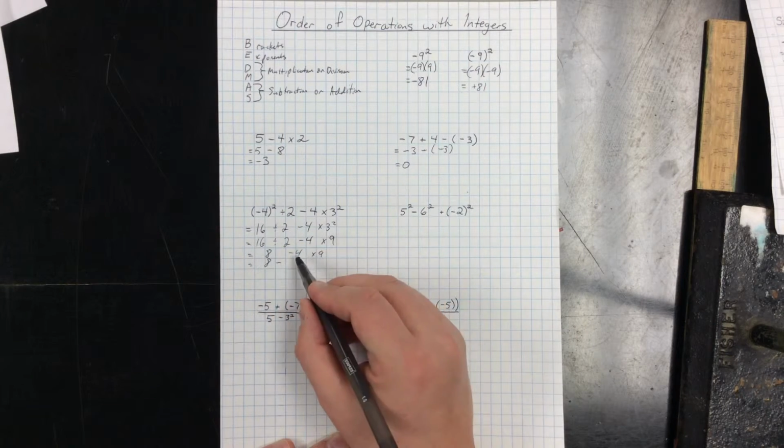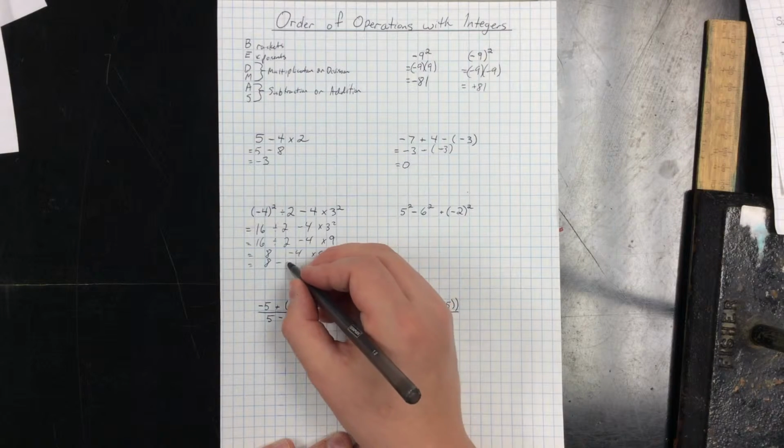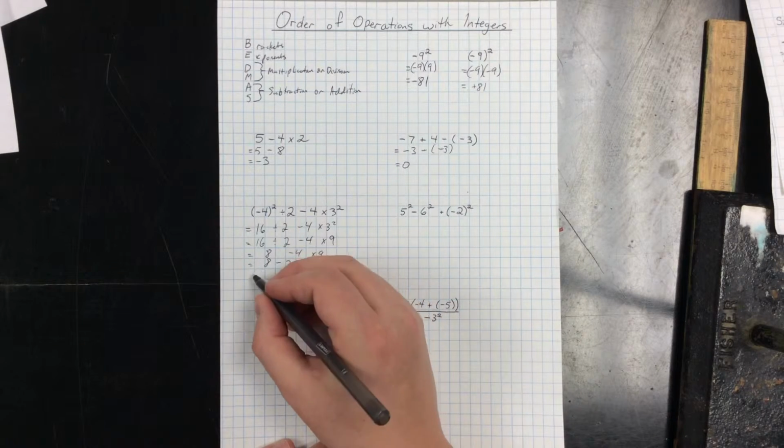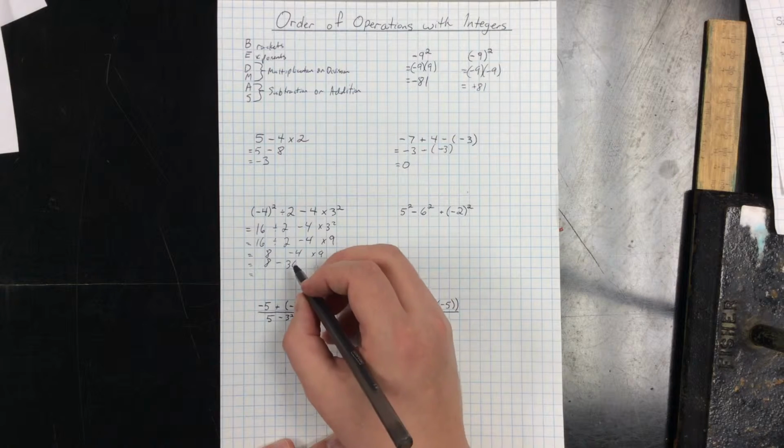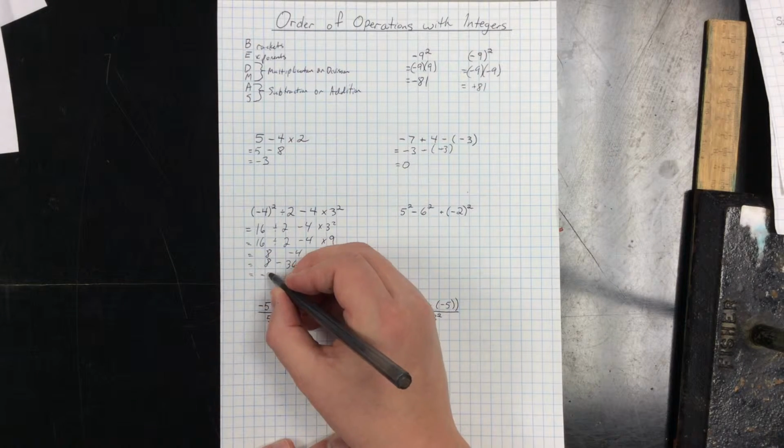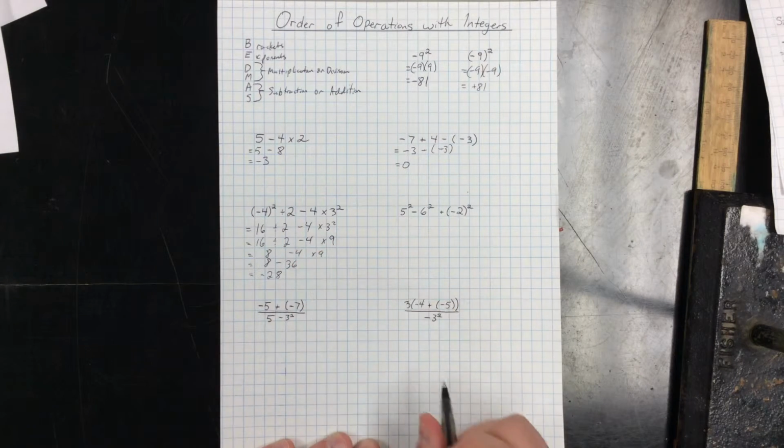8 subtract negative 4 times 9. 9 times 4 is 36. So we're at 8 minus 36. So we're at negative 28.